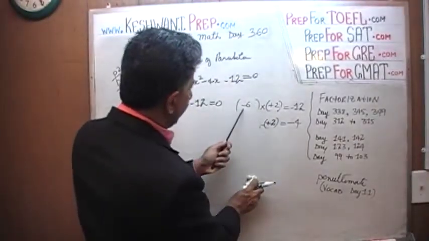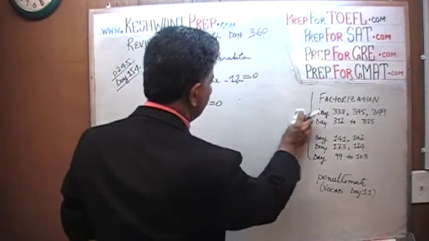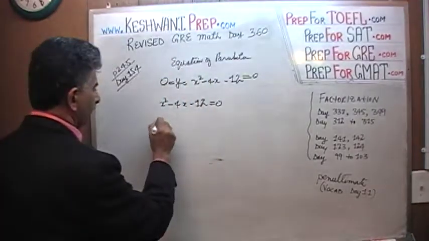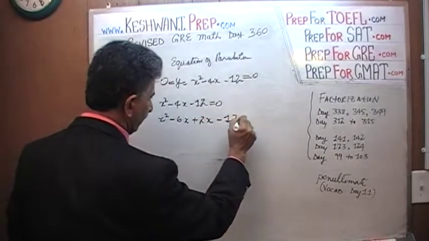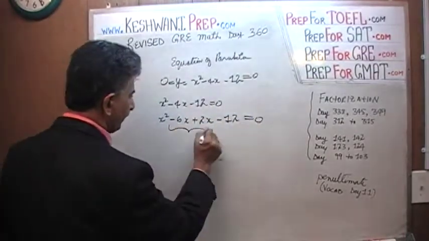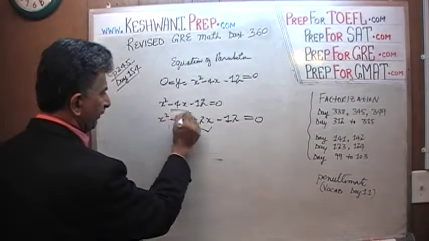Remember, negative 6 and a positive 2. x squared minus 6x plus 2x minus 12 equals 0. You see, negative 6 and a positive 2 is going to give us this part right here in the middle.